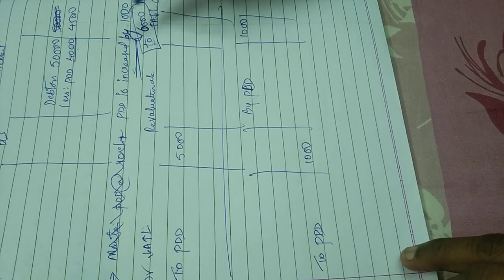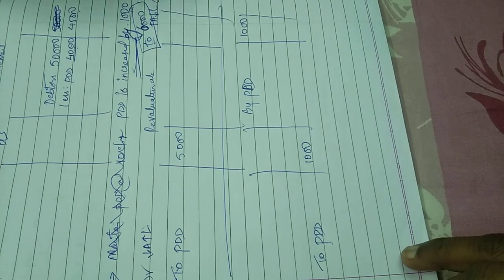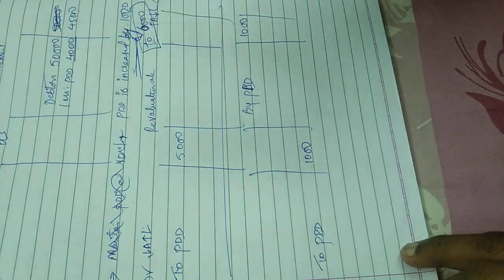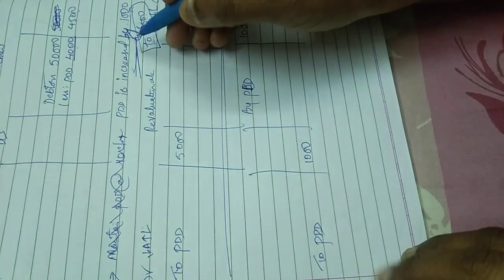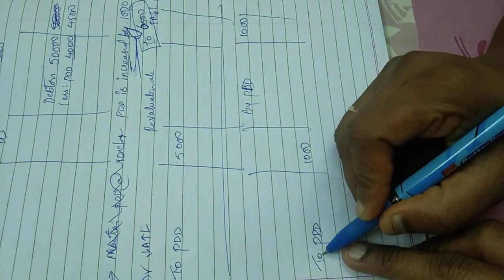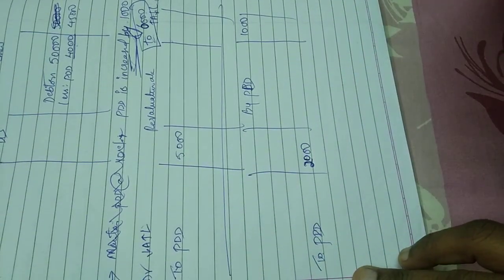How much was there? 4,000. Now how much do they want you to maintain or increase it to? 6,000. So how much will you put inside the box? 2,000. Because it is increased, I'll write it this side. How much will you increase it by? 2,000. Then I will write 2,000.